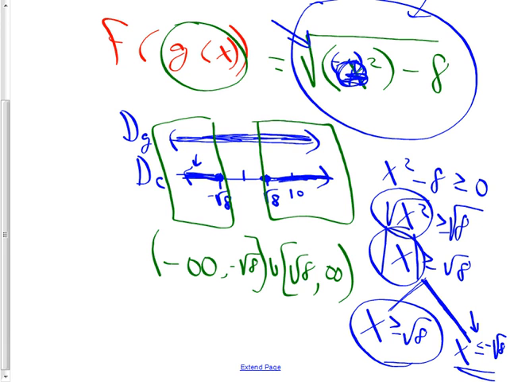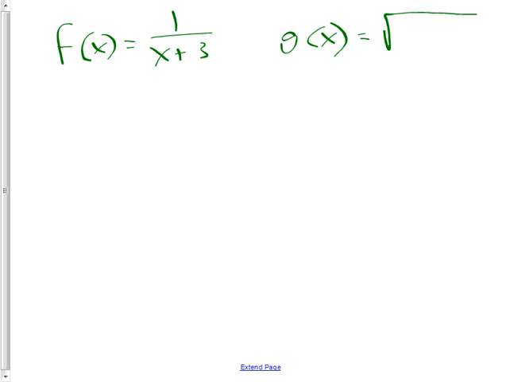All right, I want to do one more example with you, and then we'll just do stuff off your homework. f of x is going to be 1 over x plus 3, and g of x is going to be the square root of x minus 11. Figure out what f of g of x is for me. That's the easy part, and then we'll do the domain in a second. I'll pause while you work on that.